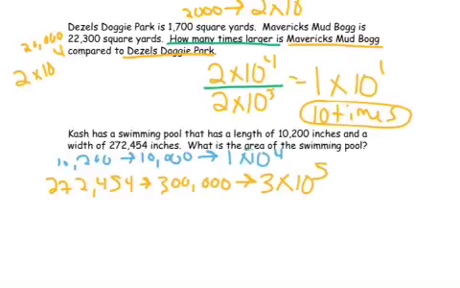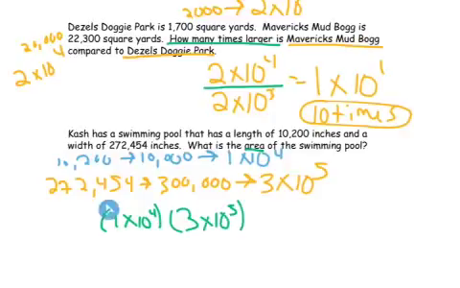Anytime the question asks you to find the area, think, what's the area of a rectangle? What's the area? I always multiply my length and my width. So I'm going to do 1 times 10 to the 4th times 3 times 10 to the 5th.